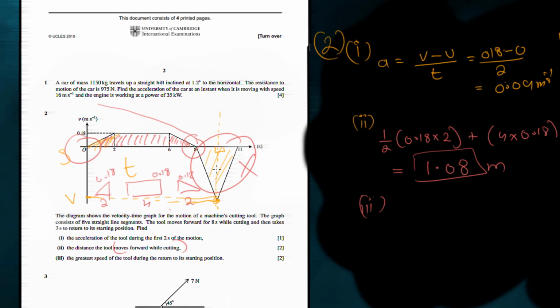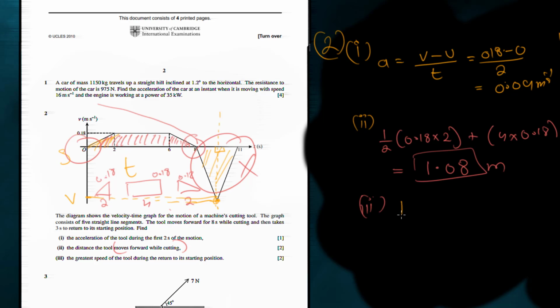So let me put it this way: if you were to drive a car from here to another town which is 100 kilometers away, no matter how fast or how slow you come back, you will still be traveling 100 kilometers back to your hometown. So in this case, we have traveled 1.08 meters forward, so we would come back 1.08 meters again.